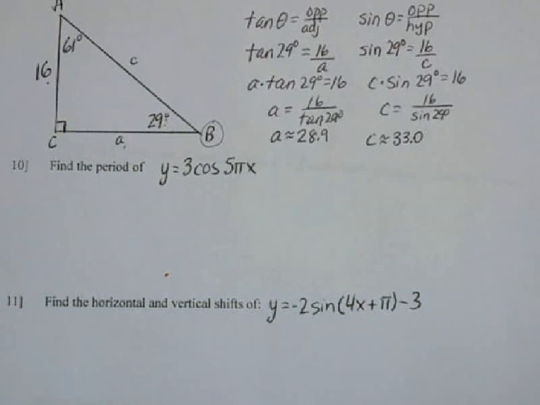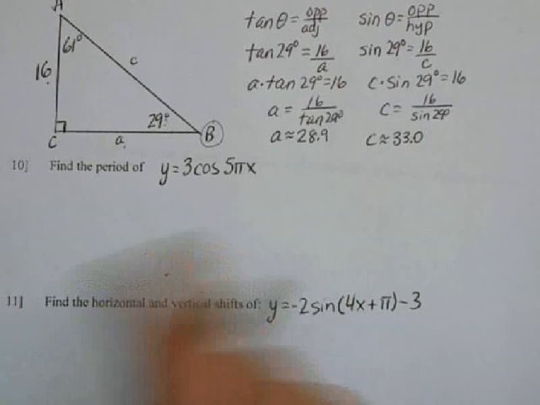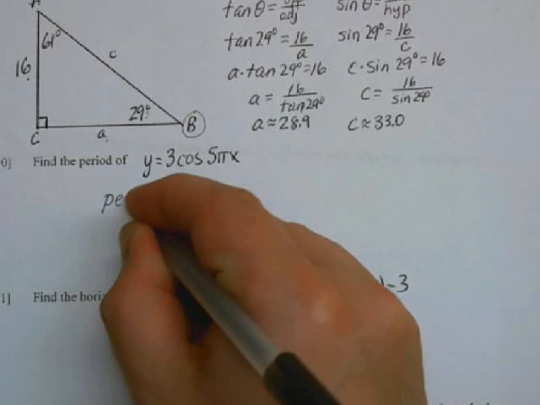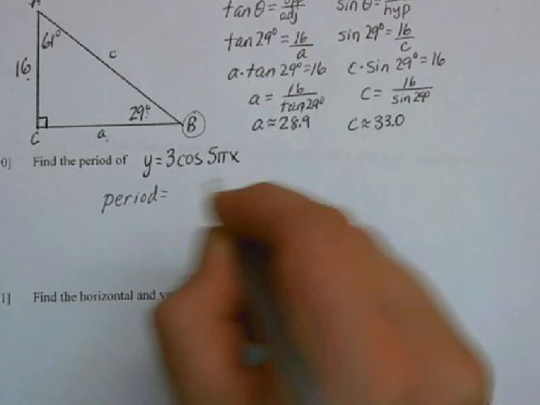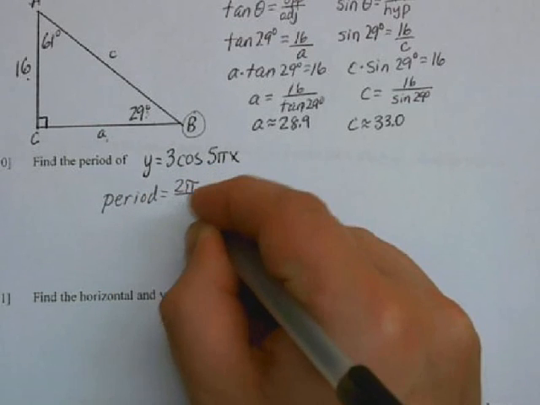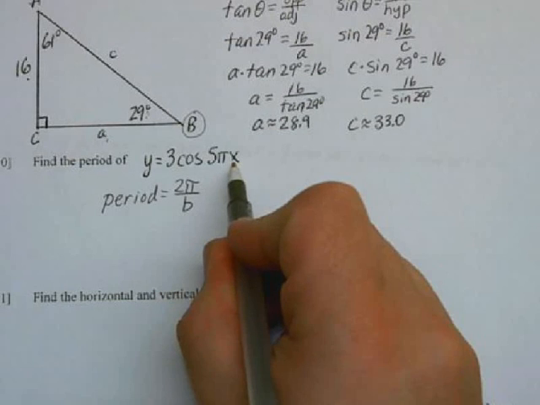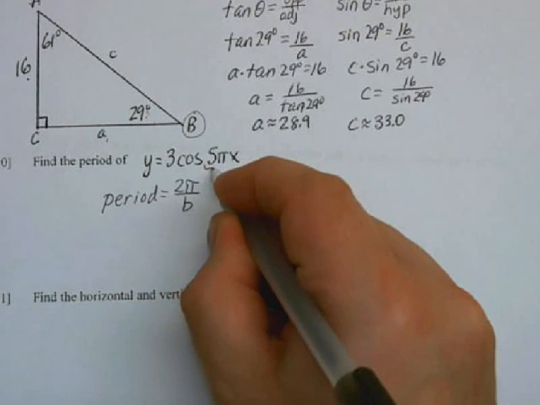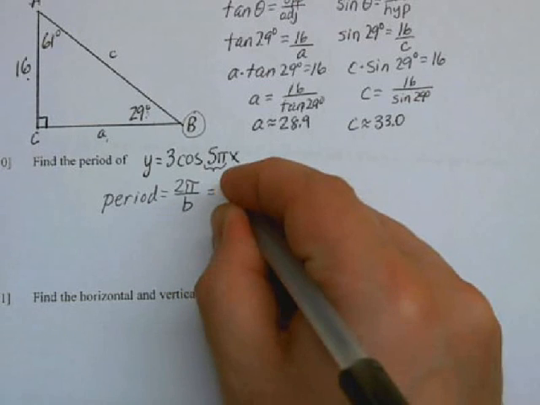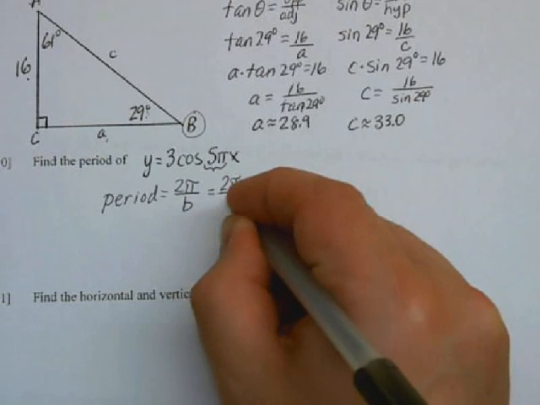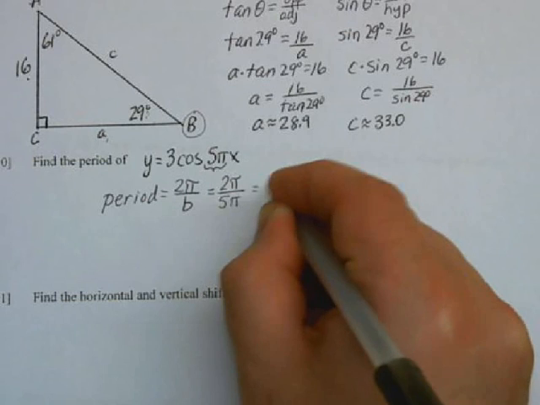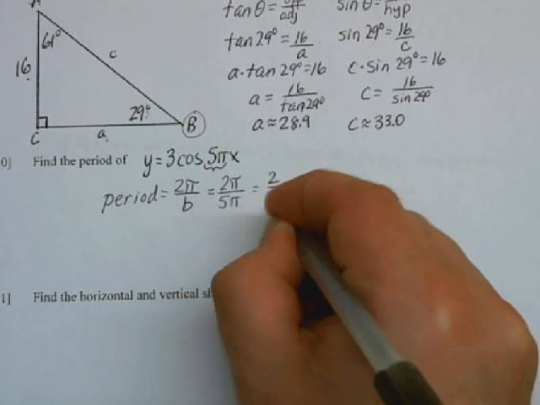Number 10, I just asked you to find the period of that trigonometric function. And for cosine, period equals 2 pi over b, where b is the coefficient of the x term. So here, b is 5 pi. So 2 pi divided by 5 pi is 2/5.